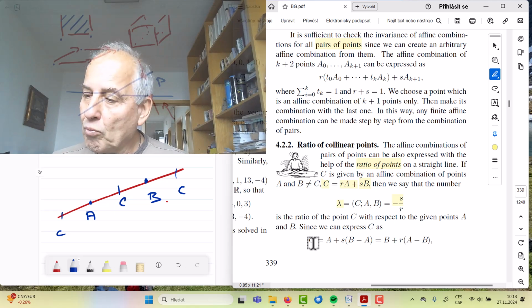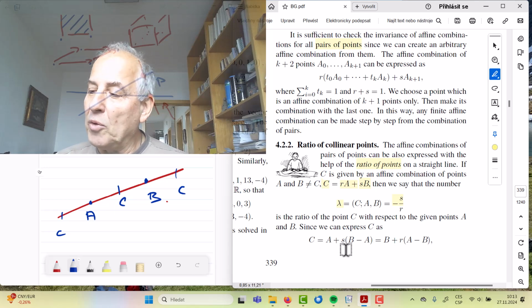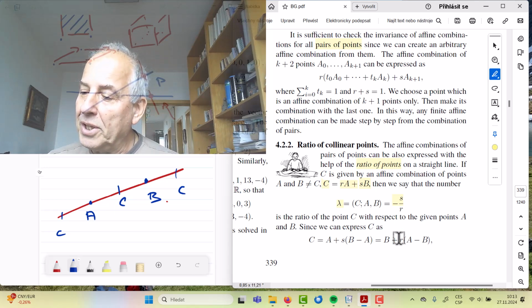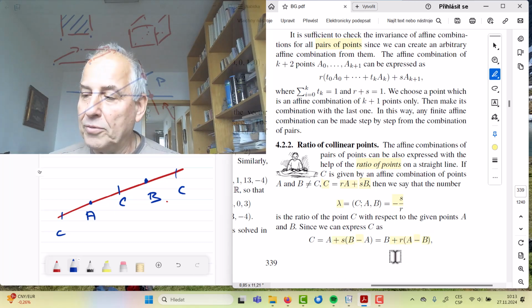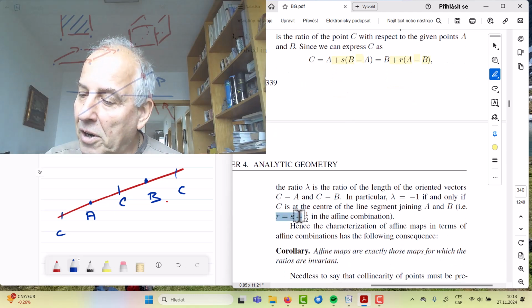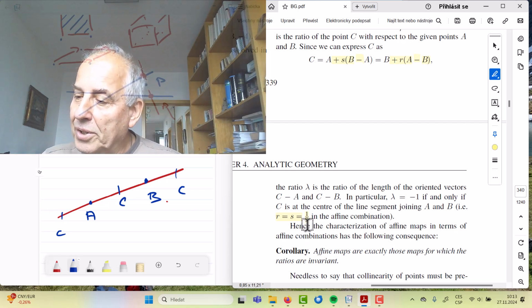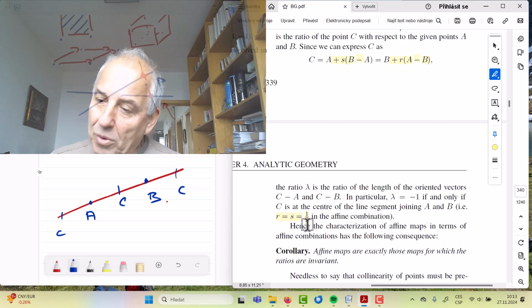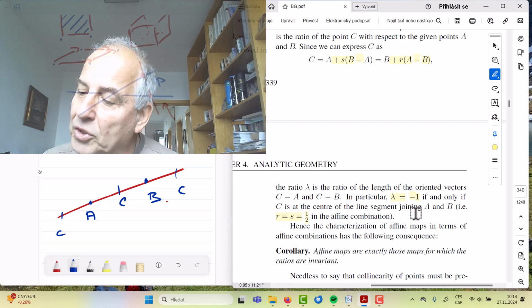the center of the segment AB would be 1/2, right? So that's what's seen here. So C can be computed either this way or this way, both work, and you see that if R and S are 1/2, then the ratio will be just the, no, I was wrong. So the center will come with -1, right?